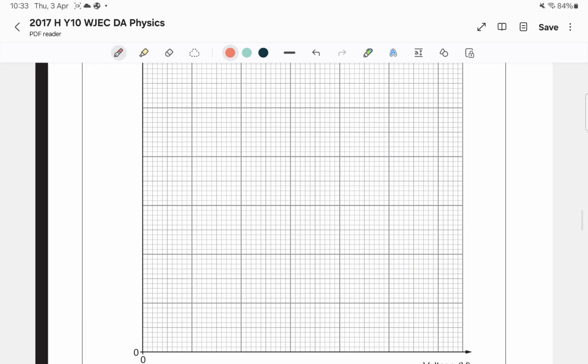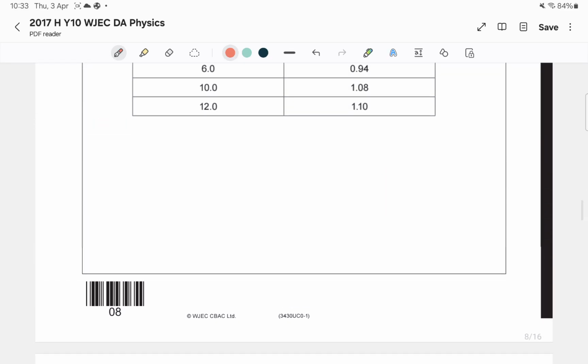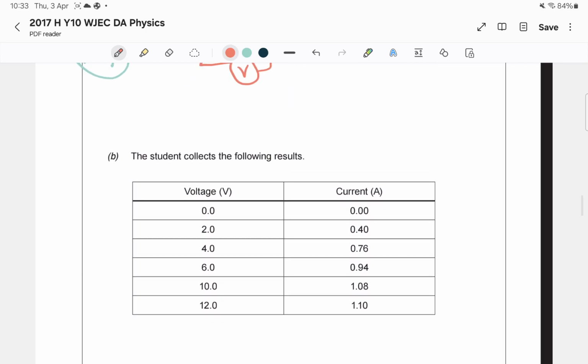Plot the data and draw a suitable line. Current is going to go on the y-axis. Voltage is going to go on the x-axis. And we're going to want these points here. Let's just have a look. The biggest voltage we've got is 12. The biggest current we've got is 1.10.